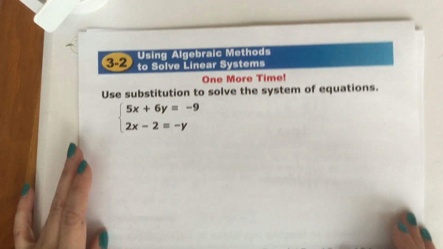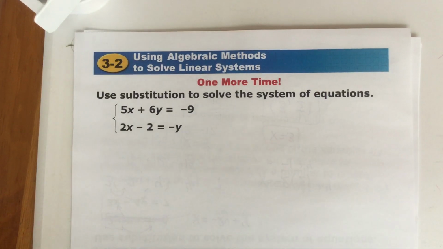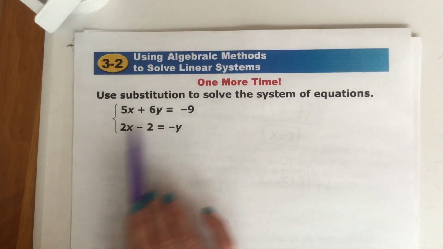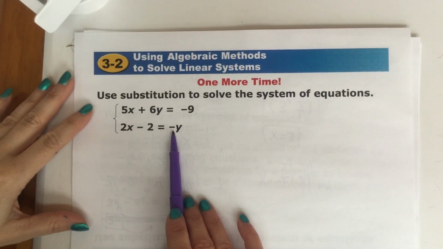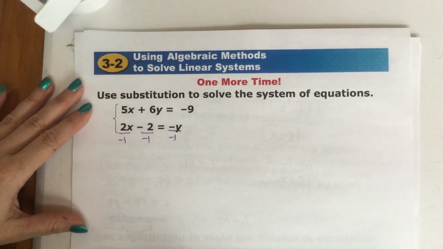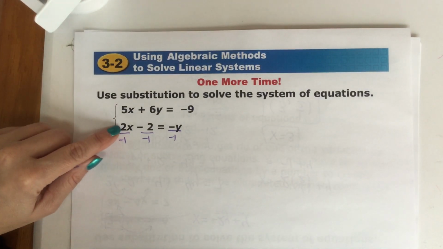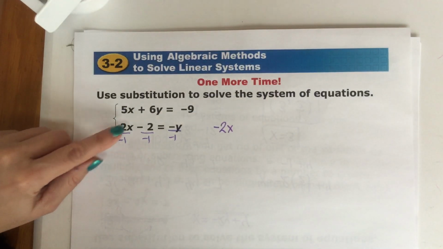Last one. Okay, if you are doing substitution, you have to have one variable that's all by itself. Now here I don't. This is pretty darn close. It's just a negative y. I can totally get rid of that negative as long as I divide every single thing in that equation by negative 1. Positive 2x divided by negative 1 would now change it to a negative 2x.